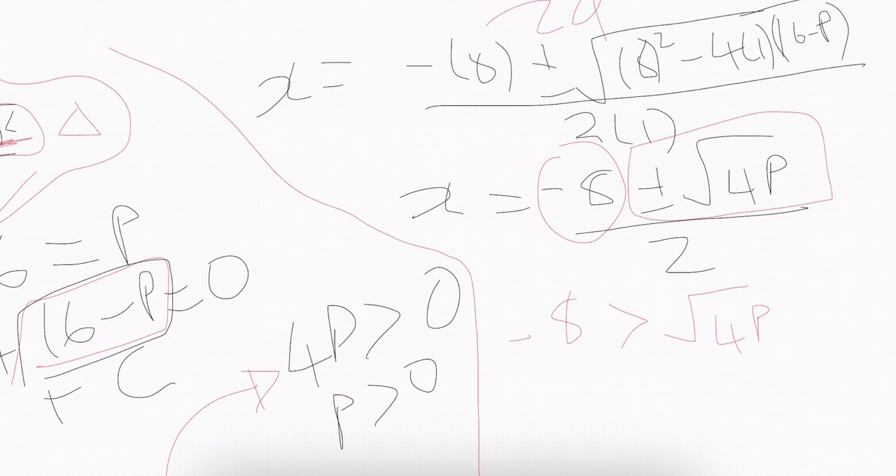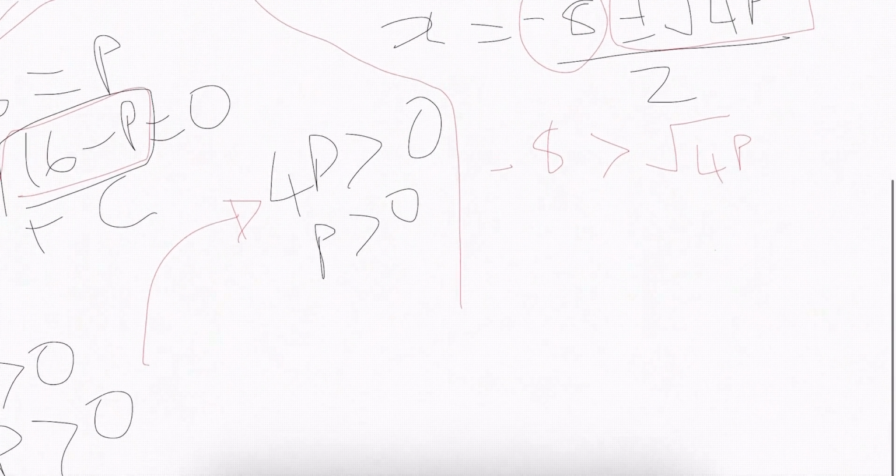Your minus 8 should be greater than the square root of 4p. Because when the square root of 4p is greater than minus 8, the answer in the numerator will be positive, right? Okay, cool. So now, for what values of p is this realistic? Let's eliminate the square root sign before we solve for p.